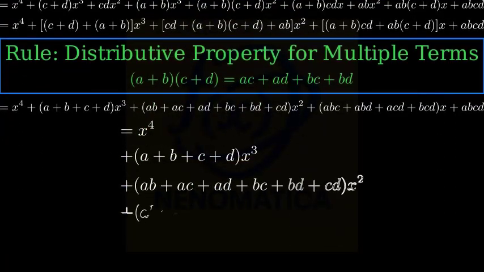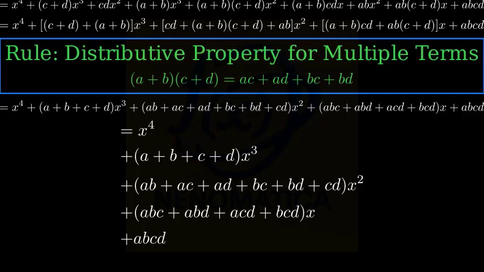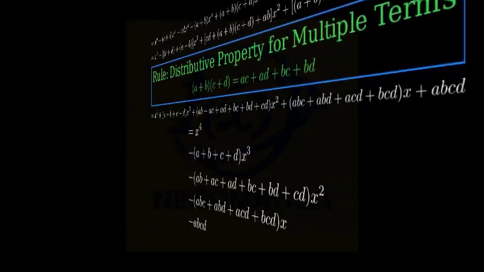And thus, we have proven that the expansion of (x + a)(x + b)(x + c)(x + d) equals x to the fourth power plus the sum of a, b, c, and d times x cubed, plus the sum of all possible products of two variables times x squared, plus the sum of all possible products of three variables times x, plus the product of all four variables a, b, c, and d. This is exactly the form that we wanted to prove.